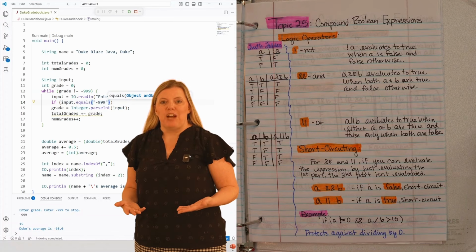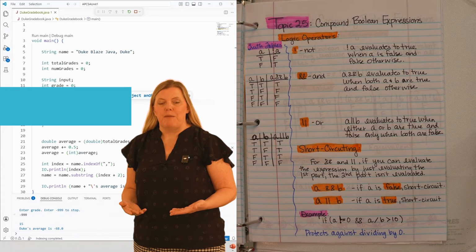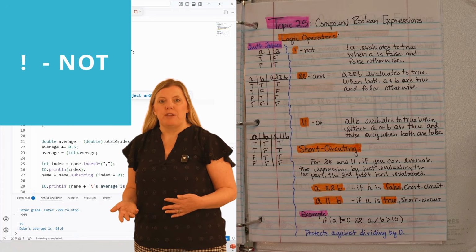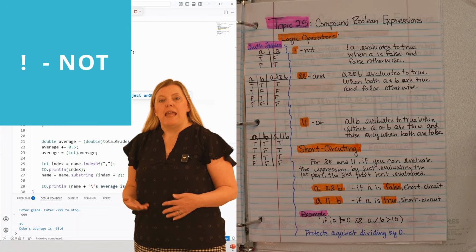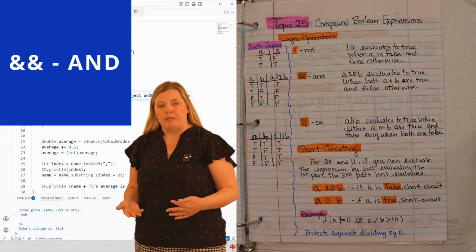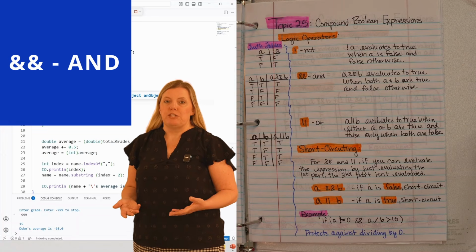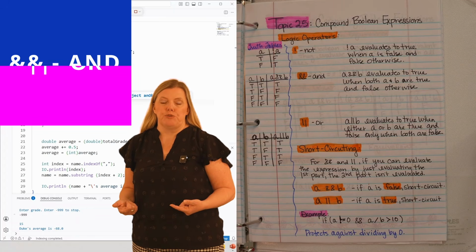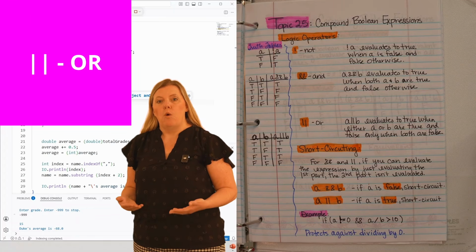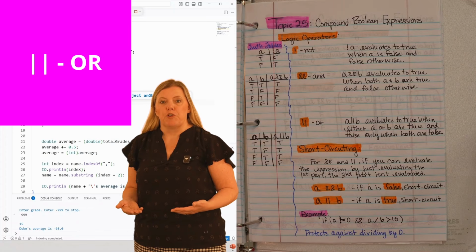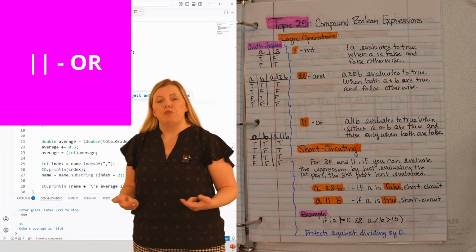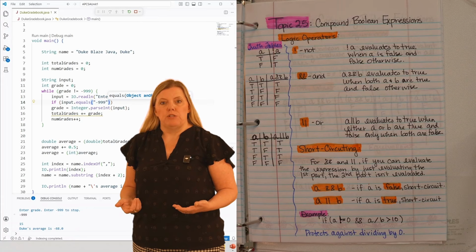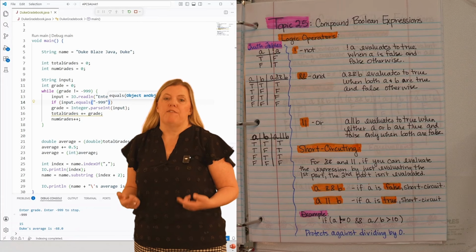There are three logic operators that you need to know for the AP exam. Not, which is an exclamation point, is going to change the value of the Boolean expression to its opposite. And, which is represented with two ampersands, is going to join two Boolean expressions together. It will be true if both of those two Boolean expressions are also true, and false otherwise. Or, which is represented with two vertical lines, is going to join two Boolean expressions together, and it will be true if at least one of those is true, and it will only be false if they're both false.